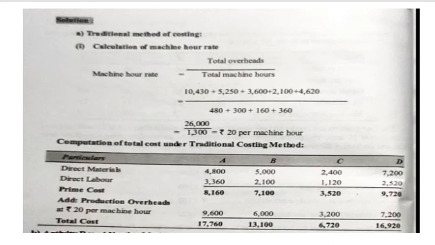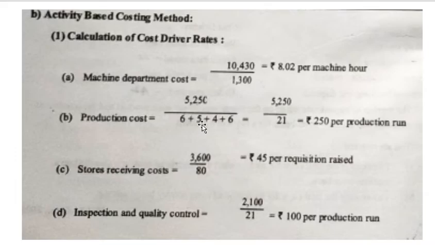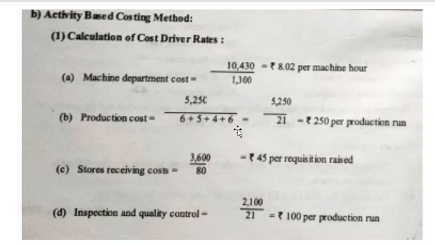Next, for B, it is 100 units. For one run, it is 20 units. Then for 100 units, how many runs? 100 divided by 20 gives you 5. So to produce 100 units, 5 production runs are required. Next, 80 units are produced by C. For one production run it is 20 units, so 80 divided by 20 gives you 4. So 4 production runs are required to manufacture 80 units.